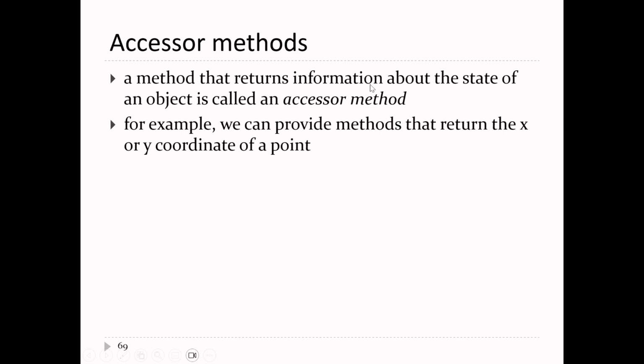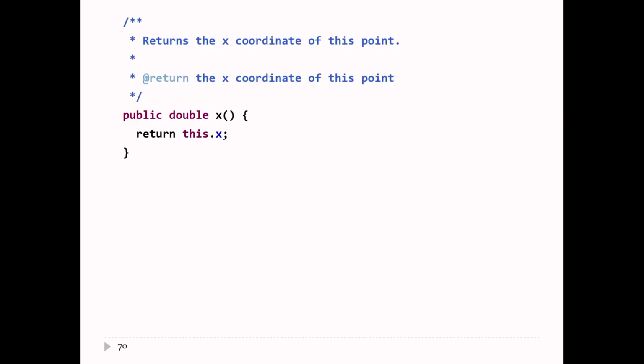Now, you might have methods that return information about the object without changing the state. Those are called accessor methods. They're often called get. So for example, if someone's using a point, they probably want to know what the x coordinate of the point is. Our field x is private, so they don't have access to it directly. So you have to give them a public method that actually returns the x coordinate.